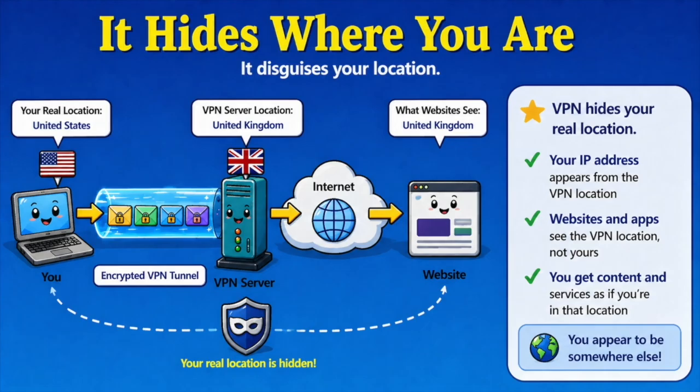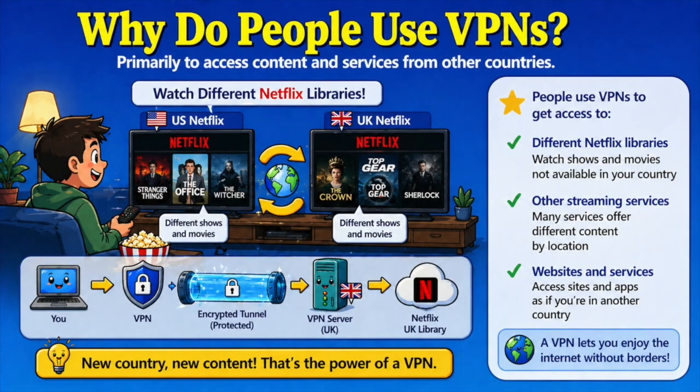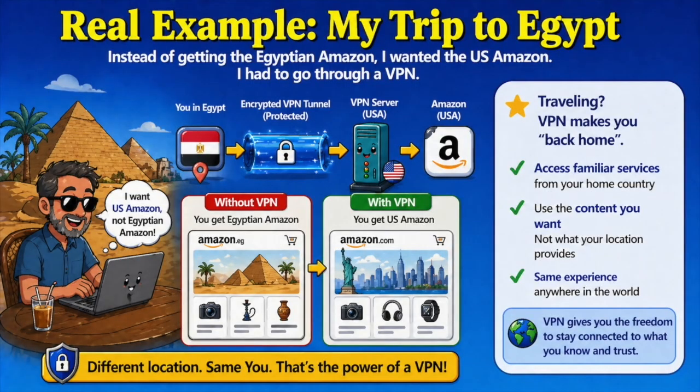Now, why would people want to use this? Primarily Netflix. So you can go like to Great Britain and watch the Netflix in Great Britain that carries different content than Netflix in the United States. Or what I did when we were in Egypt is, instead of getting the Egyptian Amazon, I wanted the US Amazon. I had to go through a VPN. That's what the VPN does. That's all that it does.